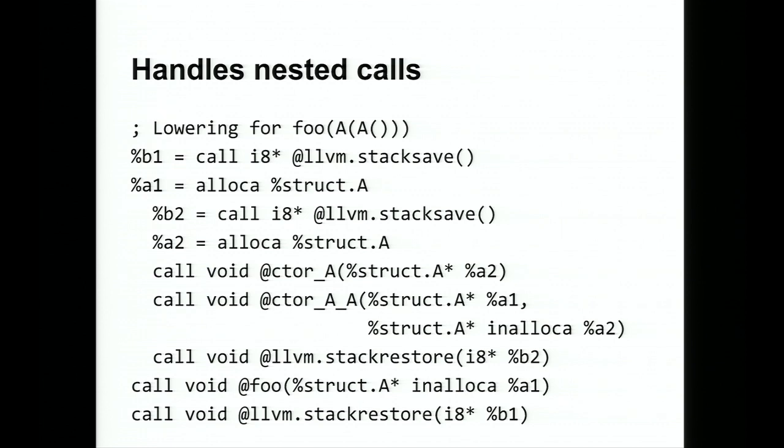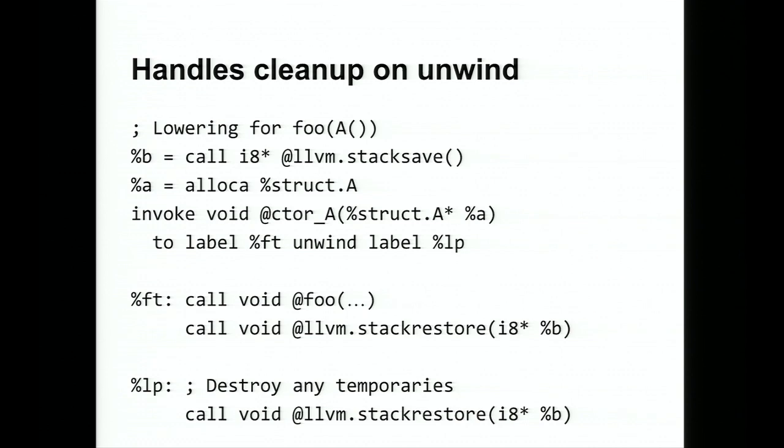And then this is an example of how it handles something like a nested call, where I've got my A constructor, which is for whatever reason taking an A by value. I do my outer stack save. I allocate stack space for the outer argument. I do my inner stack save. I allocate stack space for my inner argument. I construct my innermost argument, call my inner function call with the inalloca parameter on A2, and then I clear the stack back to where it was before I was going to do the call to foo. And then I can do the call to foo, passing the address of A, inalloca on the stack, and then clear everything off.